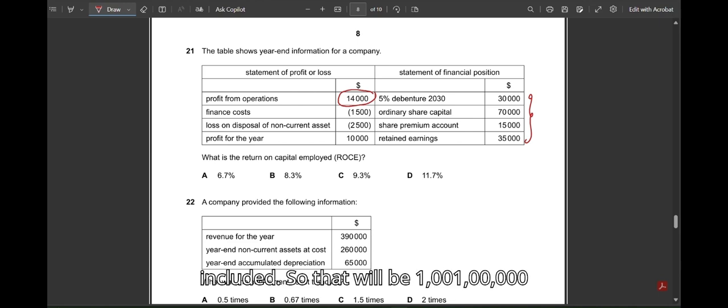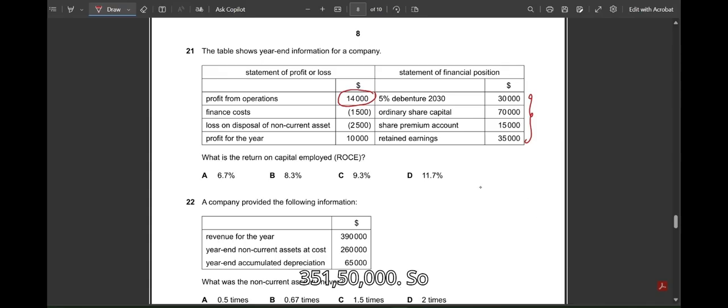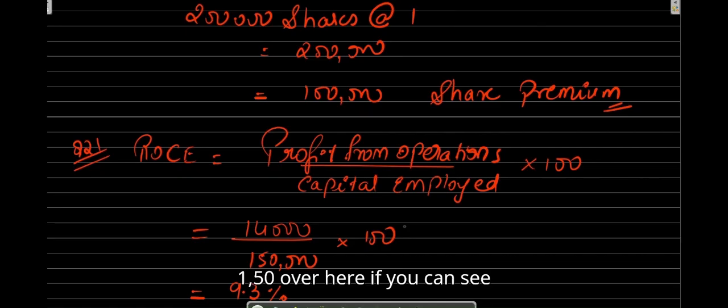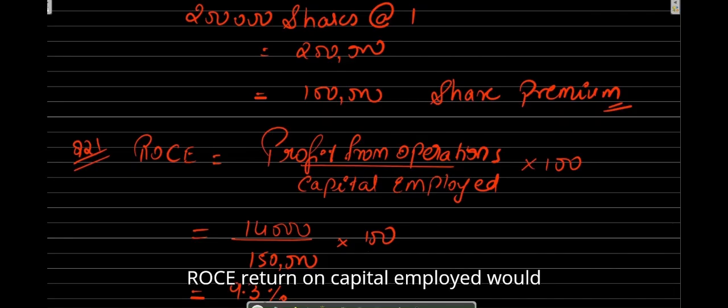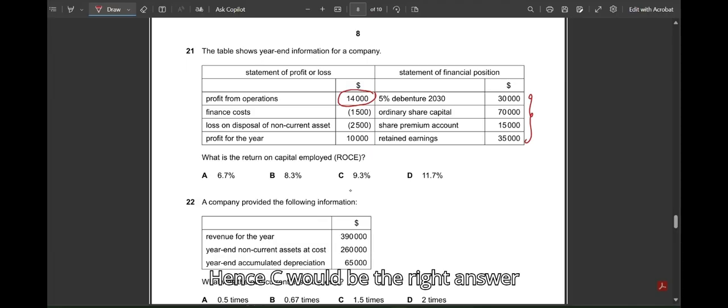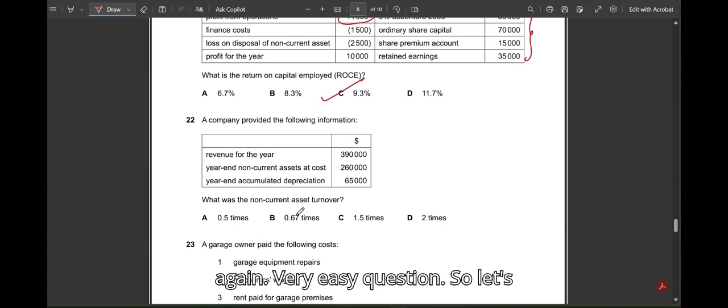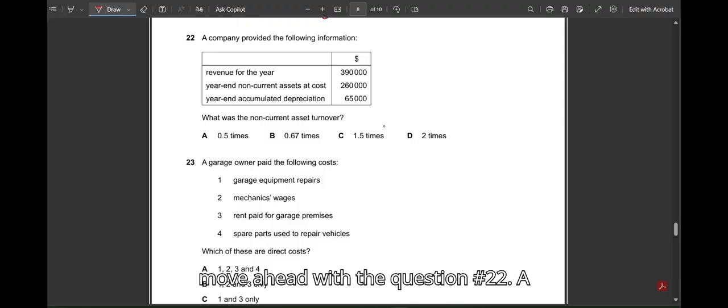So that will be 1 lakh plus 15,000, 1 lakh 15 plus 35, 1 lakh 50,000. So 14,000 divided by 1 lakh 50, and multiply by 100. So your ROCE, return on capital employed, would be 9.3%, if you can see on the screen. Whenever you multiply by 100, the answer would always be in percentage. Hence, C would be the right answer. Again, very easy question. Let's move ahead with question number 22.